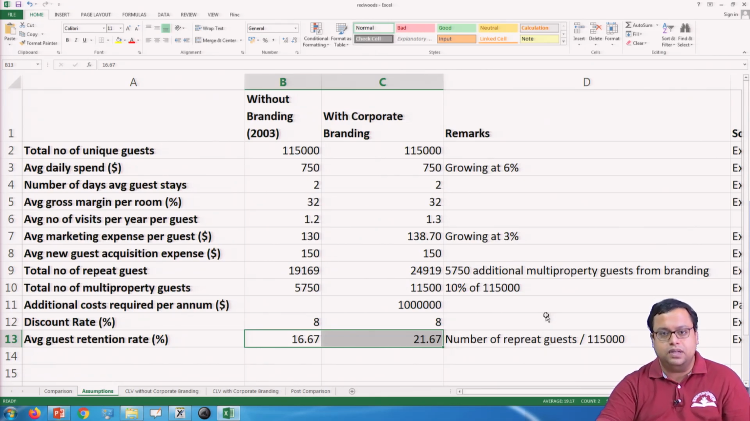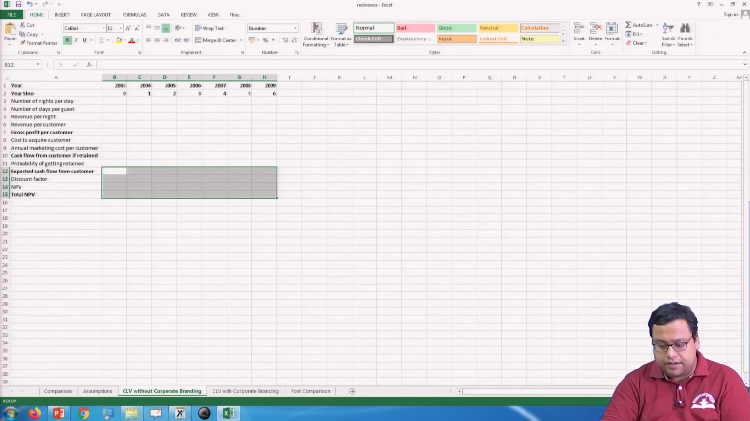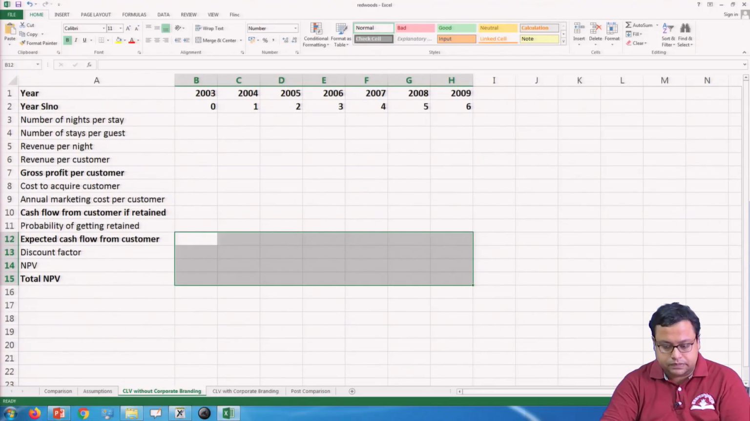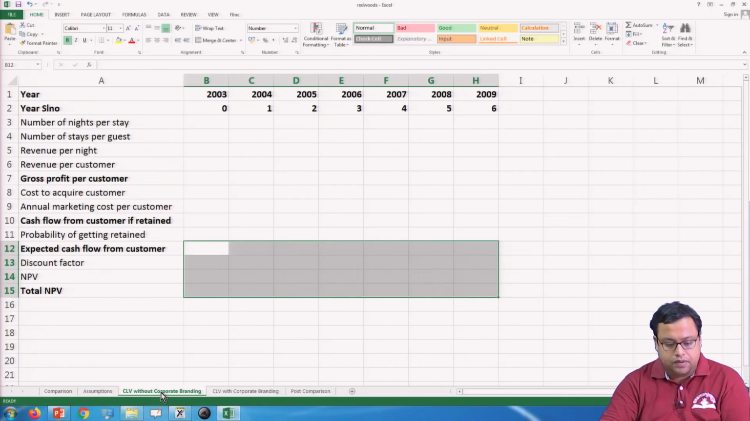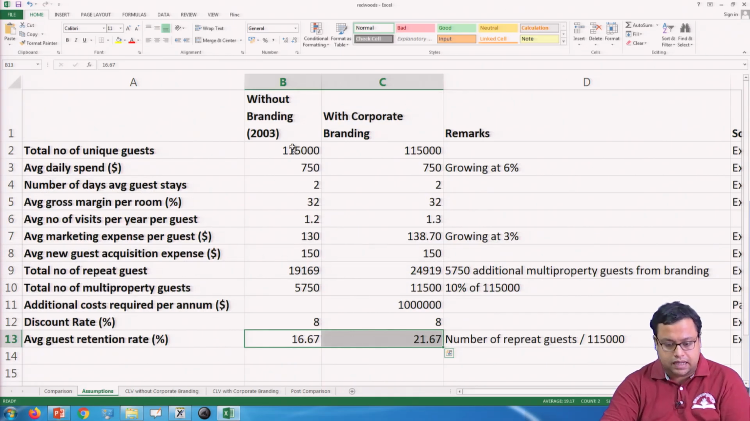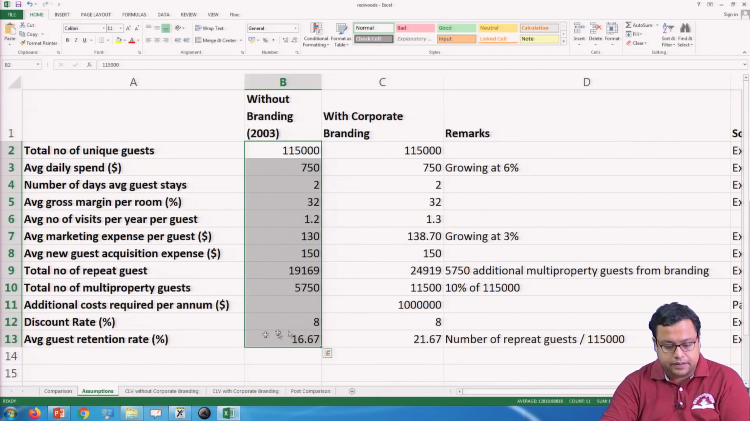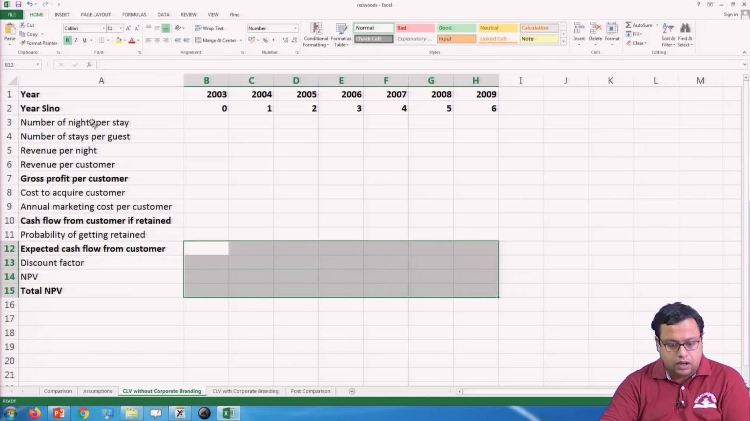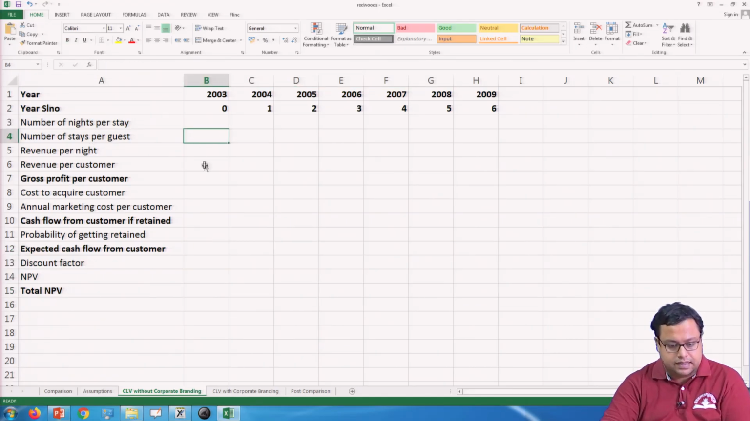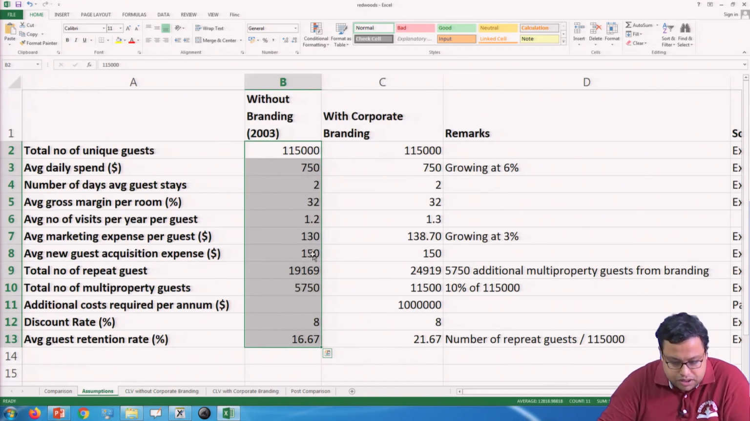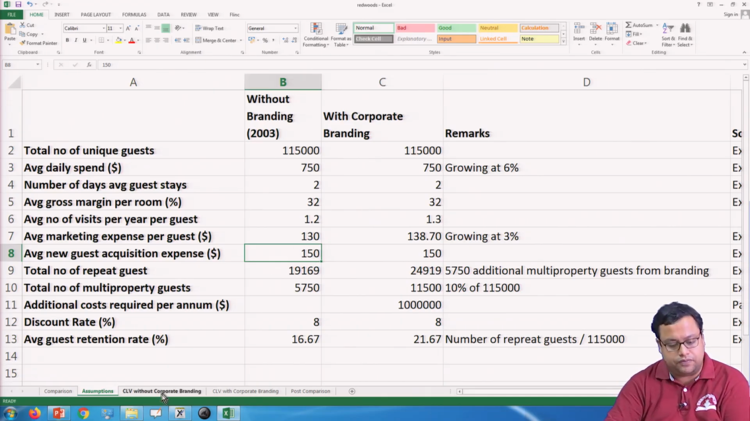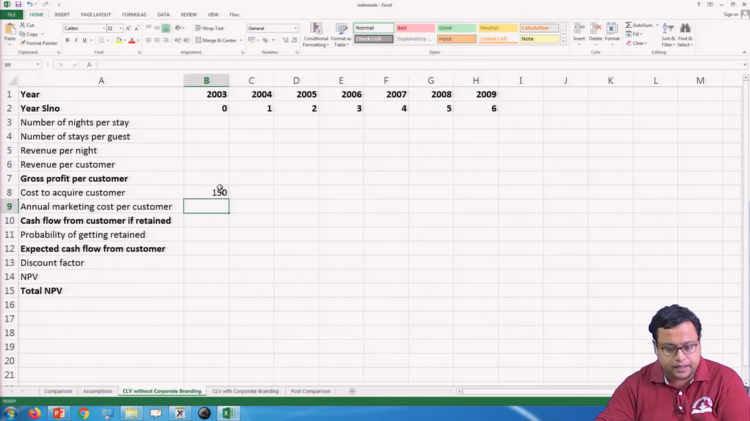Let us see after doing this whether we will be in a positive or negative position. The first thing is we will calculate the customer lifetime value when there is no corporate branding. In year 0 you acquire the customer and you do not do anything else. The cost of new guest acquisition is 150, so I will write 150.